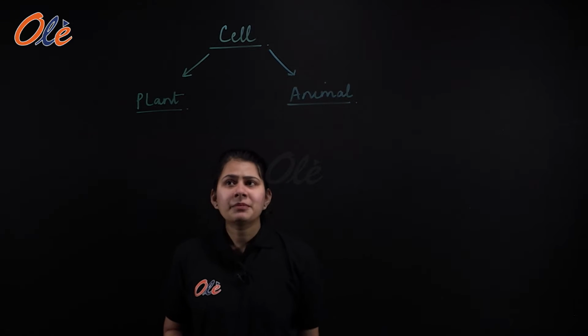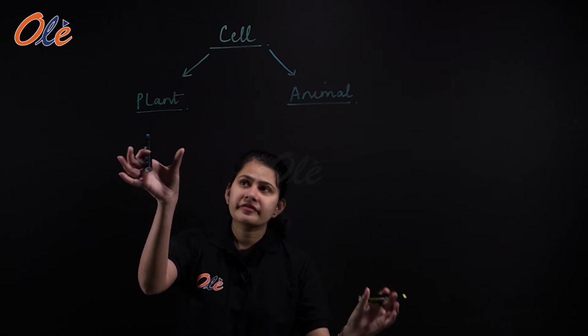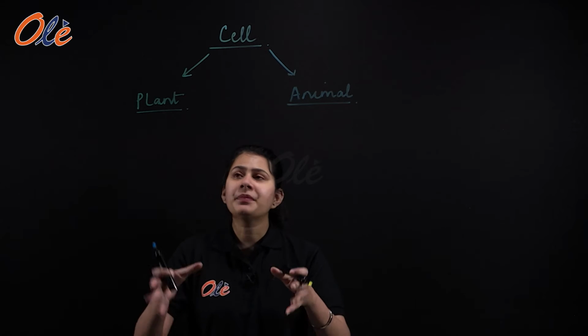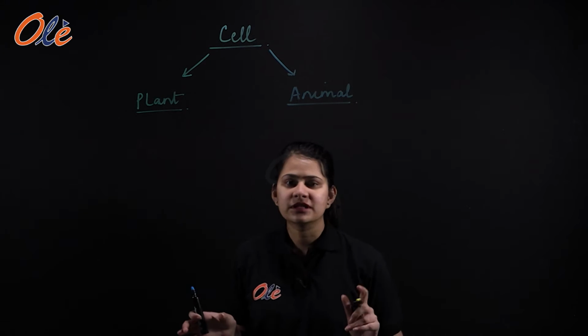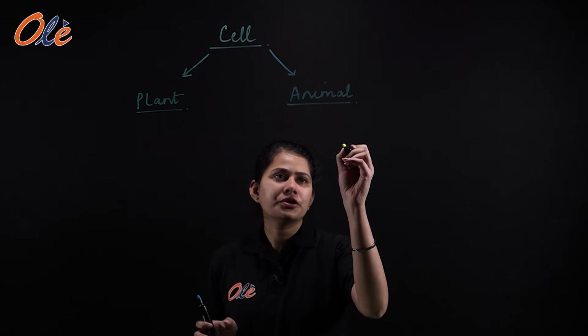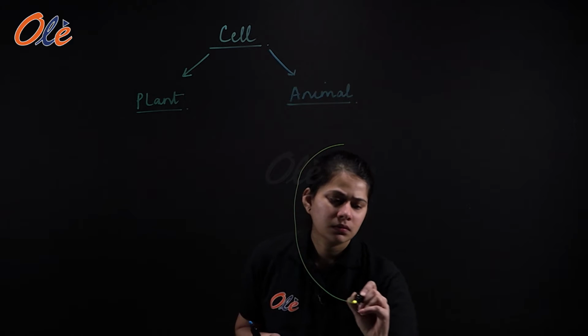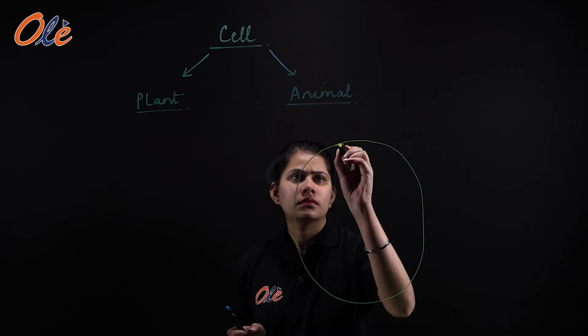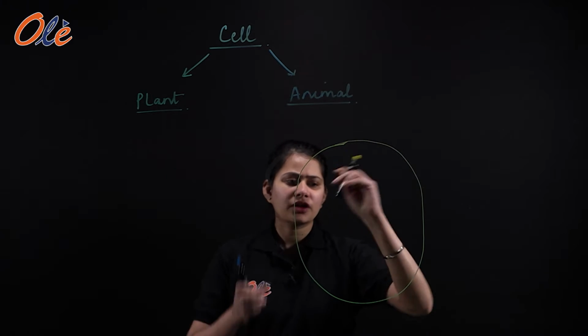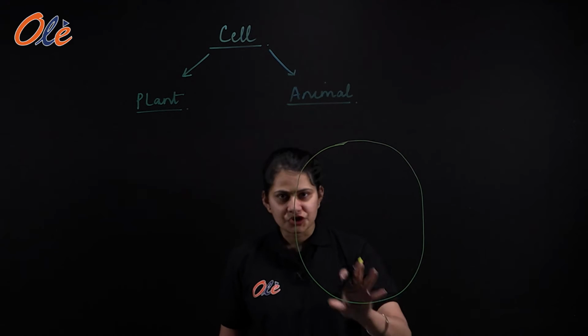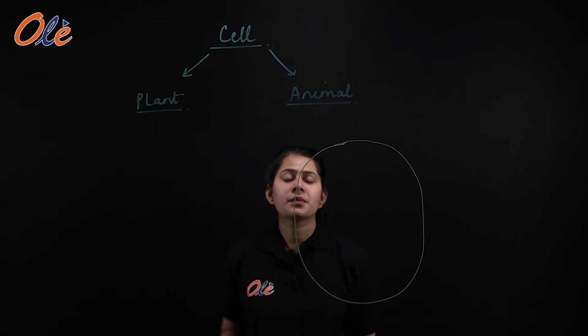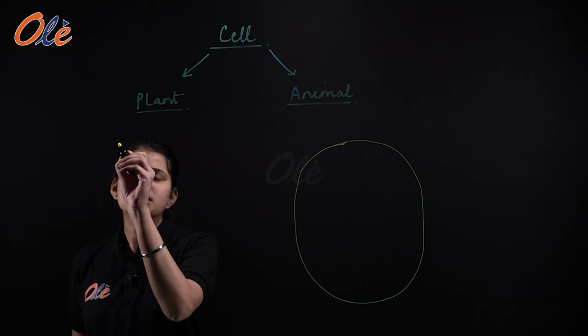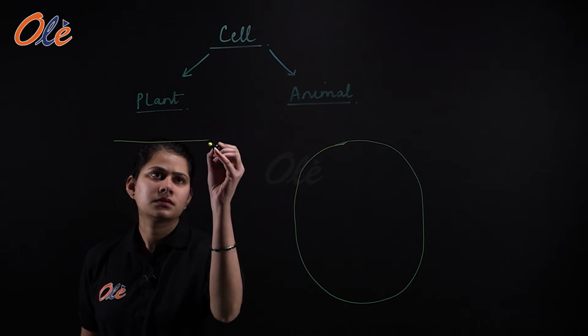Okay, when we begin, we are going to draw a different shape for the plant cell and the animal cell. For animal cells, we are going to draw a somewhat irregular round shape, a spherical shape. Whereas for the plant, we are going to draw a somewhat rectangular shape.